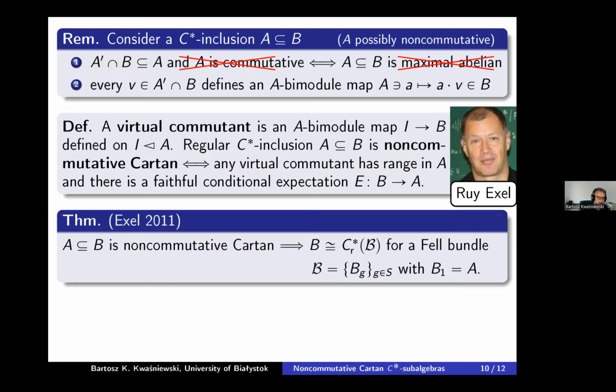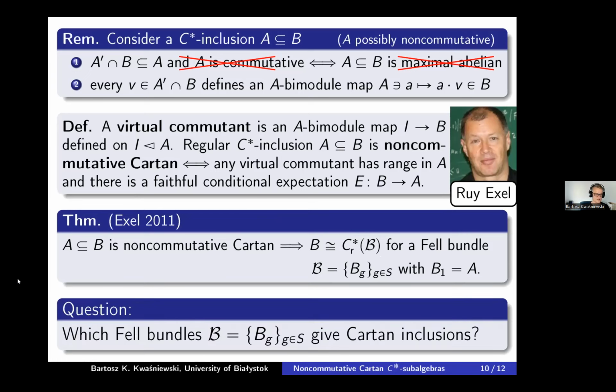And we will prove that whenever we have this non-commutative Cartan inclusion, then there is this natural Fell bundle over an inverse semigroup. In fact, this is the Fell bundle coming from the lemma that I showed you, and B is naturally isomorphic to the reduced cross-sectional algebra of this Fell bundle, and the unit space of this bundle is A. So this inclusion comes from this construction, and there's only one way. And as you can see, it is not easy to imagine what this condition looks like in examples. So then the question that we wanted to answer, and answered, is which Fell bundles give Cartan inclusions?